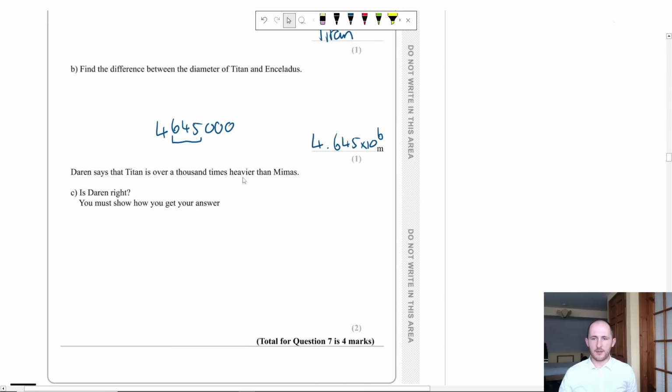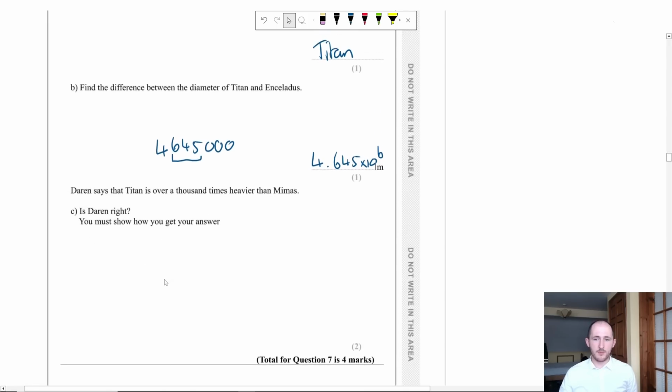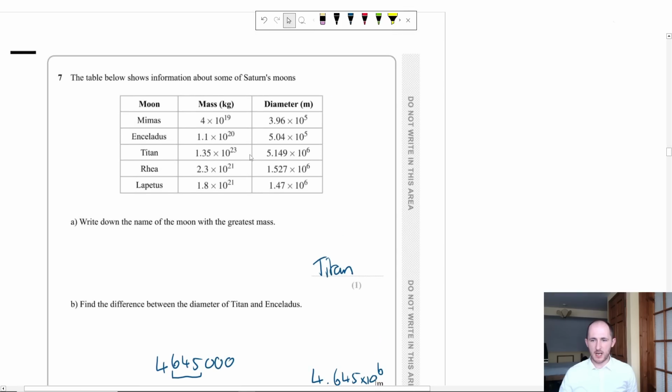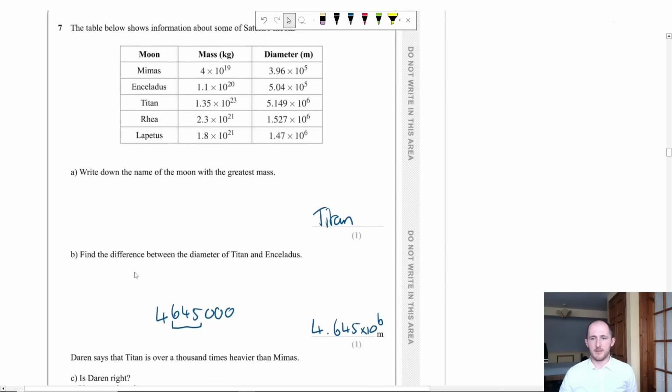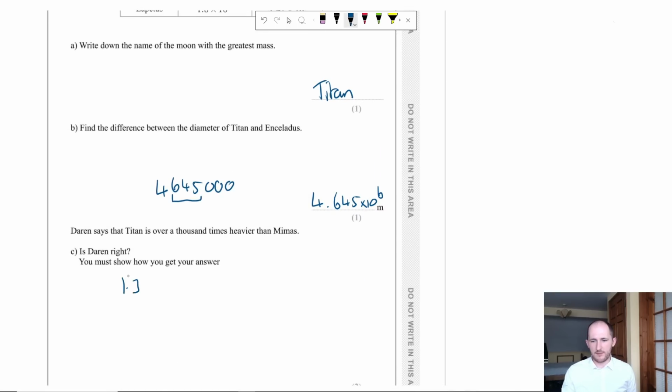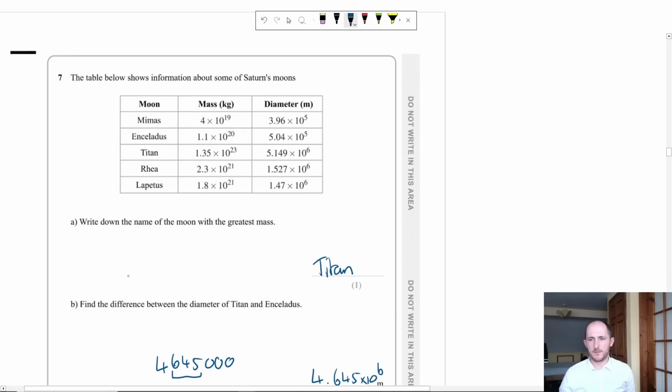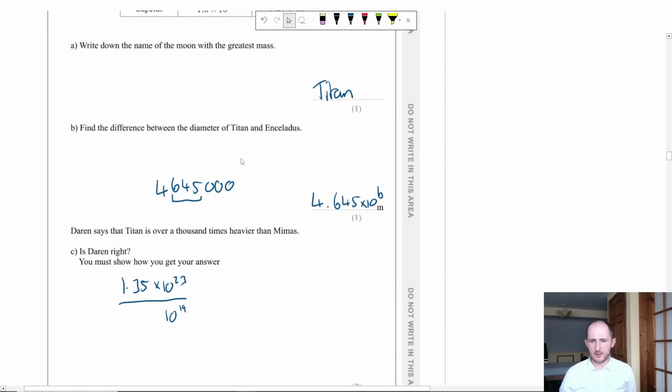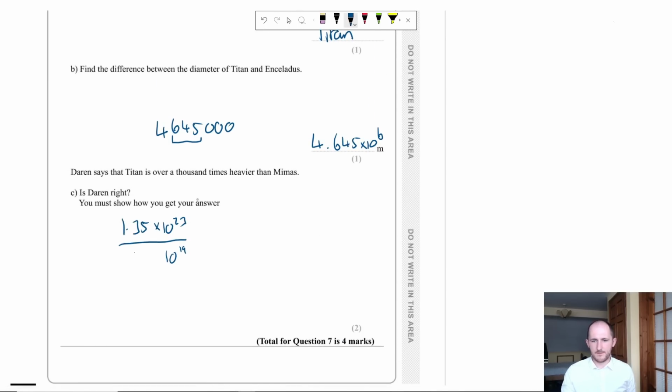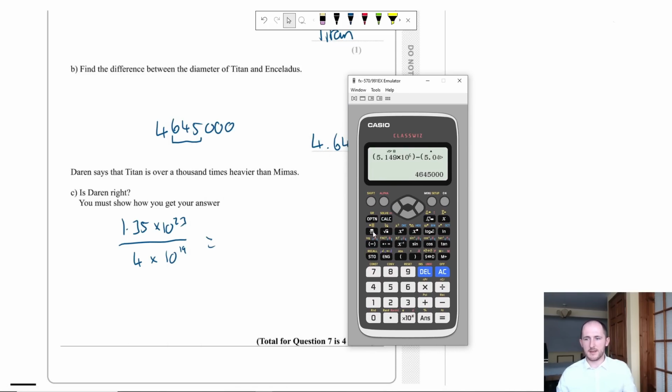Darren says that Titan is over 1,000 times heavier than Mimas. Is he right? This is quite simple. All we need to do is take the mass of Titan and divide it by the mass of Mimas. So Titan is 1.35 times 10 to the 23, I think it was. And I know that Mimas was 10 to the 19, I think I saw. Yes, 1.35 times 10 to the 23 and 4 times 10 to the 19. Divide those two, and then we can just see if the number is bigger than 1,000. This will give me how many times bigger Titan is than Mimas.